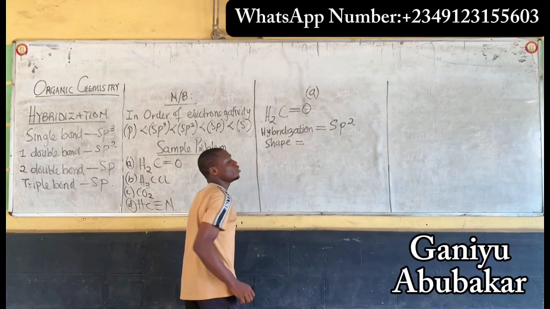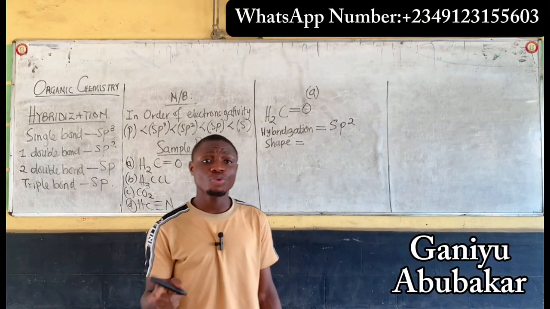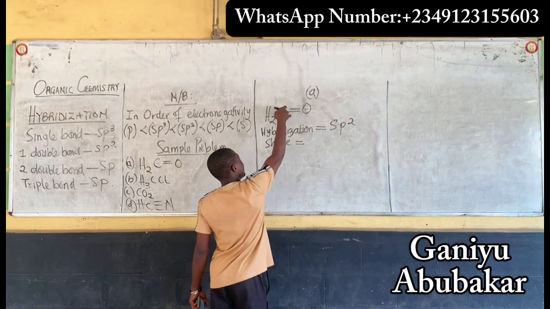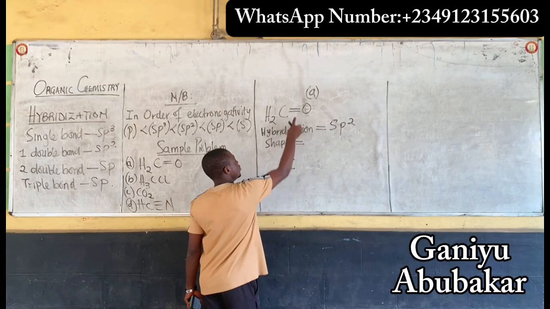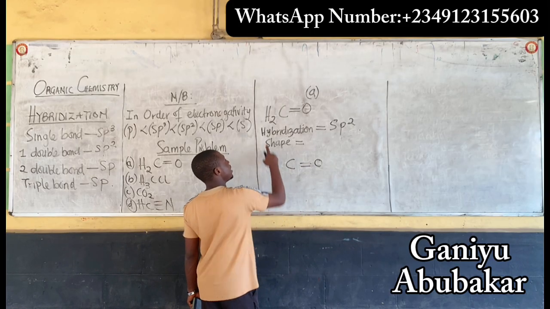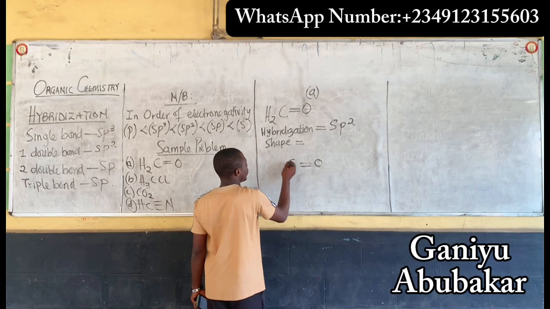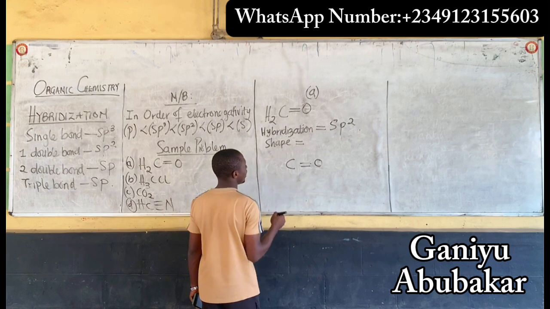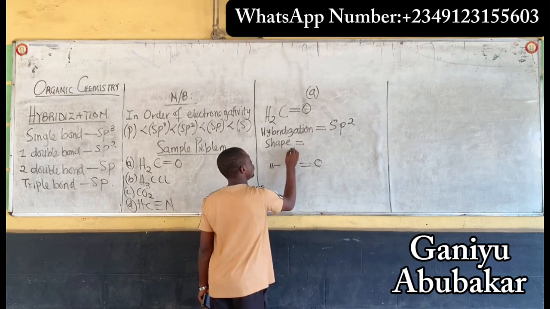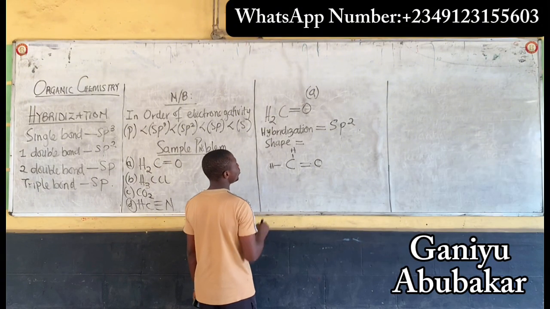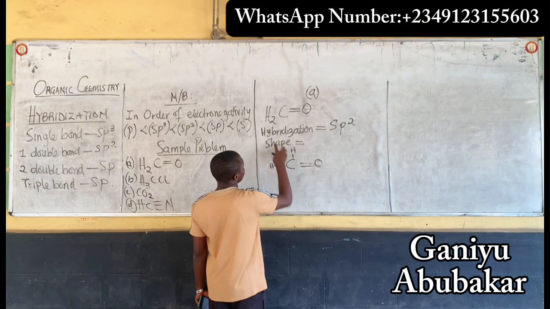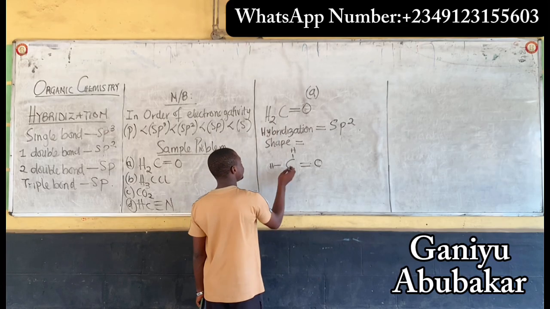So the shape here, what is the shape here? To determine the shape of any molecule or compound, draw the structure first. I have C, double bond to O. Of course, I have H2, that I can put in anywhere I want. H2, this 1, 2, H2. So this is C, double bonded to O this way, and then H2. I have this. Now draw the shape.